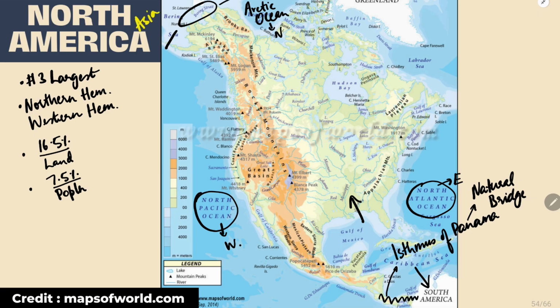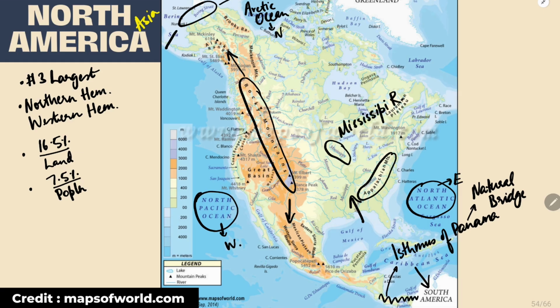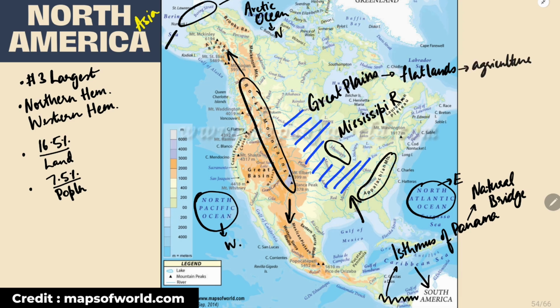The important physical features of North America are the Rocky Mountains, a major mountain range that stretches from Canada to the southwestern US. We also have the Appalachian Mountains. Then there is the Mississippi River, one of the longest river systems in North America. And there are the Great Plains, which are vast flatlands that are ideal for agriculture.